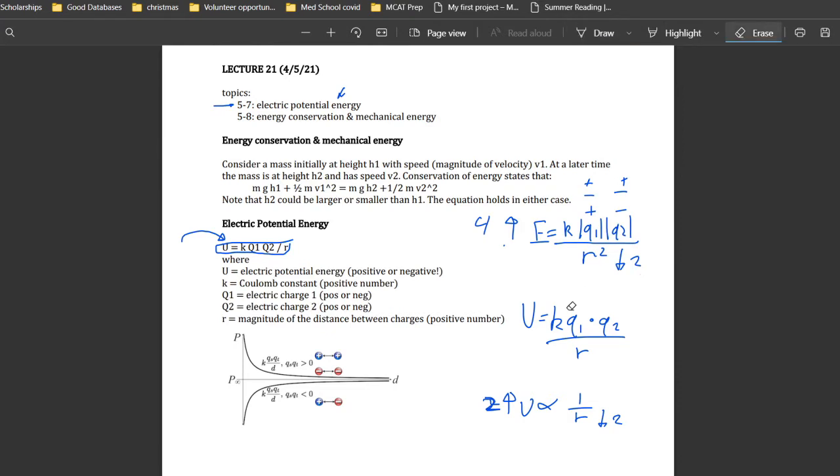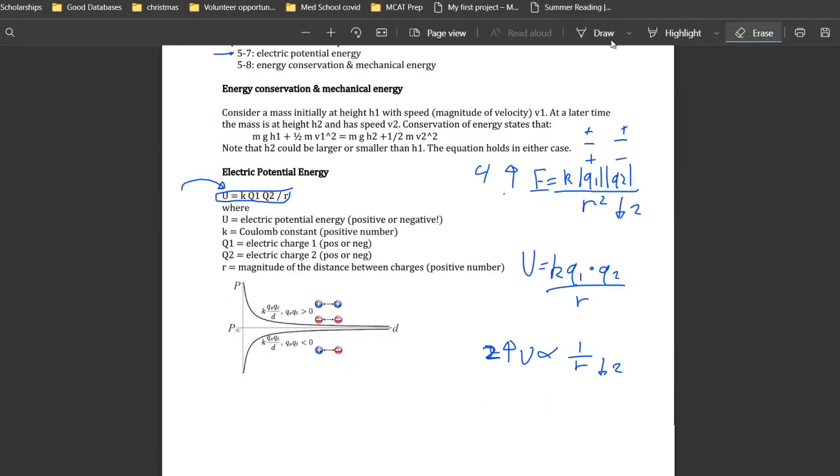And another thing I want to note is related to this graph here. So let me just draw again. We see that for like charges, so positive and positive or negative and negative, when the charges are very close to each other, they have a high potential energy. And as they get farther apart, their potential energy continues to decrease. It's asymptotic around 0. So it'll continue to decrease, but it'll never touch 0 until they're infinitely far apart from one another.